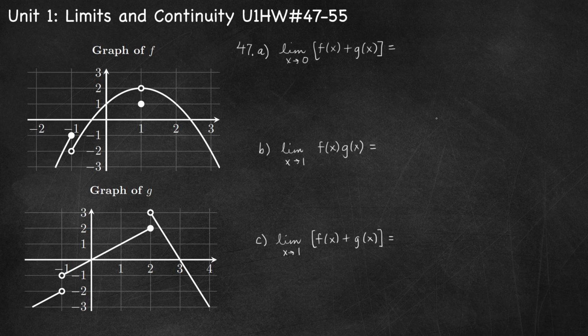In this video, I'll be working through Unit 1 homework problems 47 through 55. For number 47, we're given the graph of two functions, f and g, and asked to find a variety of limits. So we're going to use our properties of limits here.